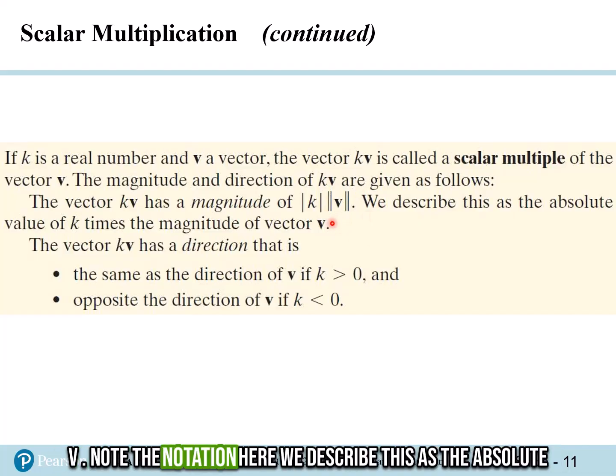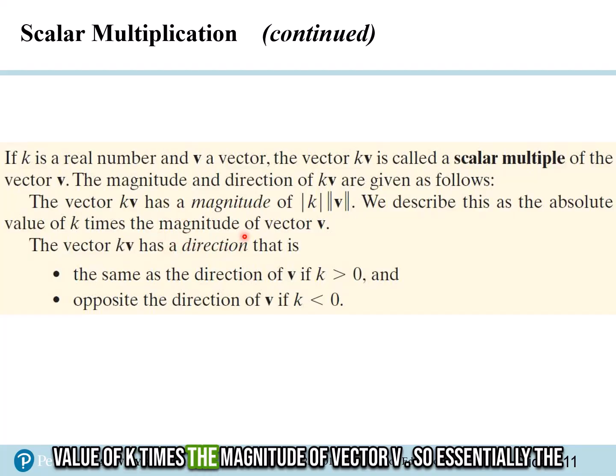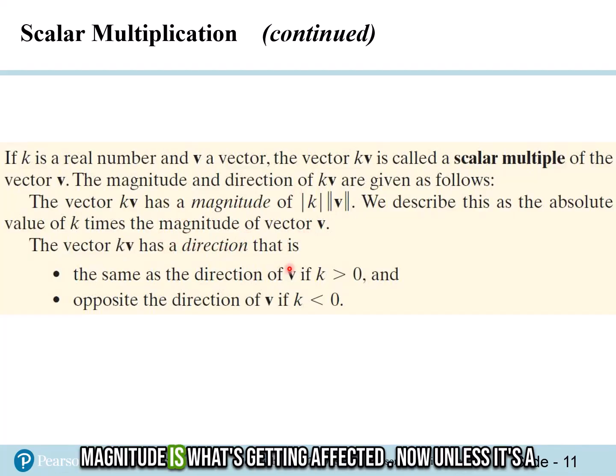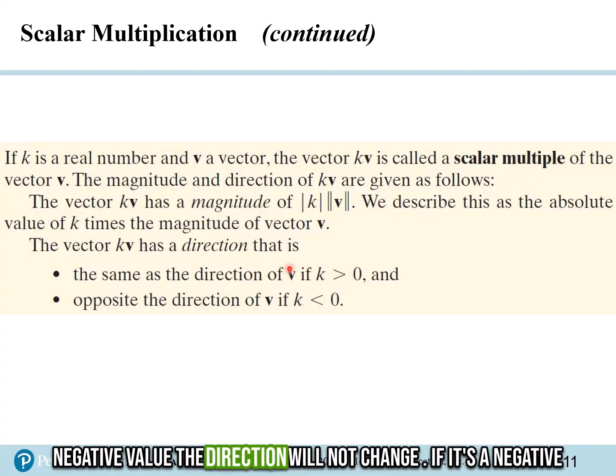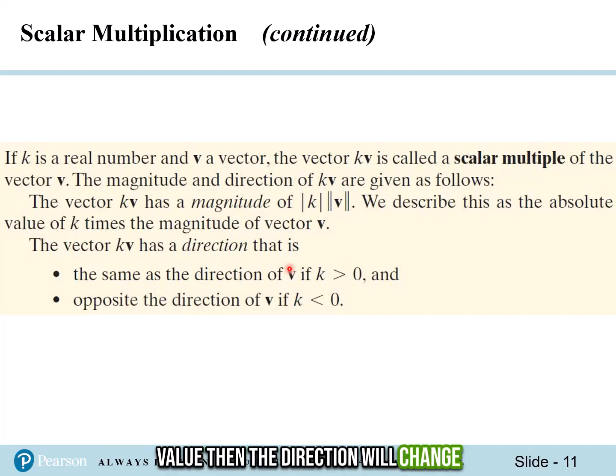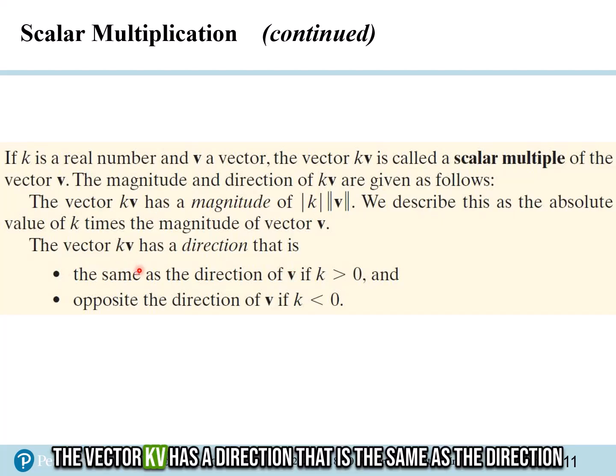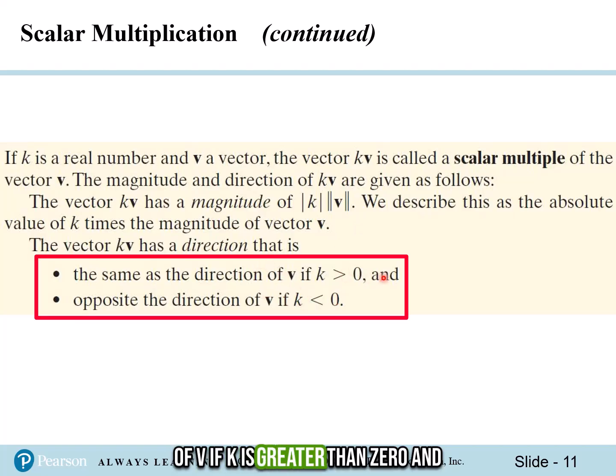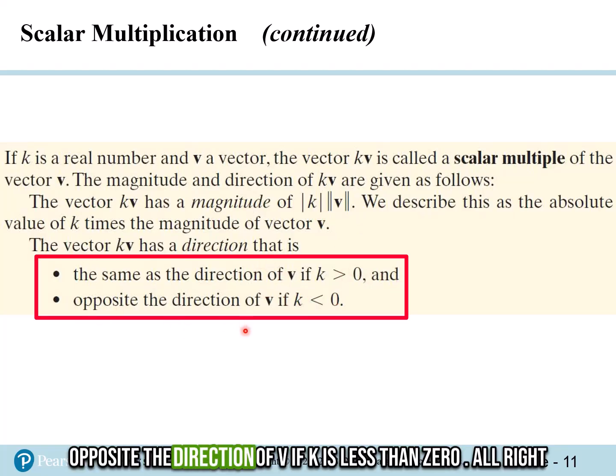Note the notation here. We describe this as the absolute value of k times the magnitude of vector v. So essentially the magnitude is what's getting affected. Now, unless it's a negative value, the direction will not change. If it's a negative value, then the direction will change in a diametrically opposite direction. The vector kv has a direction that is the same as the direction of v if k is greater than 0 and opposite the direction of v if k is less than 0.